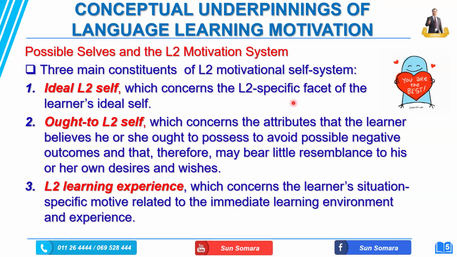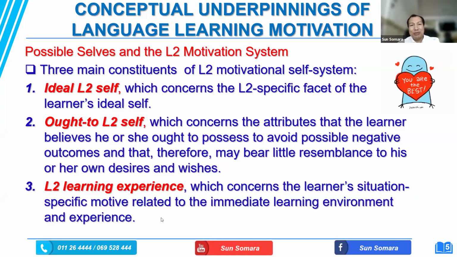Three main constituents of the L2 motivational self system. First, the ideal L2 self, which concerns the L2-specific facet of the learner's ideal self. Second, the ought-to L2 self, which concerns the attributes that the learner believes he or she ought to possess to avoid possible negative outcomes, and that therefore may bear little resemblance to his or her own desires and wishes. Third, the L2 learning experience, which concerns the learner's situation-specific motives related to the immediate learning environment and experience.